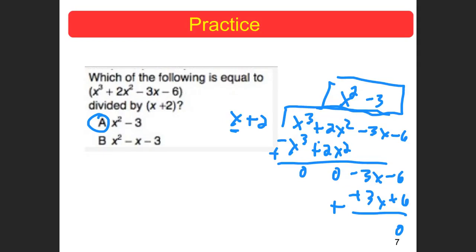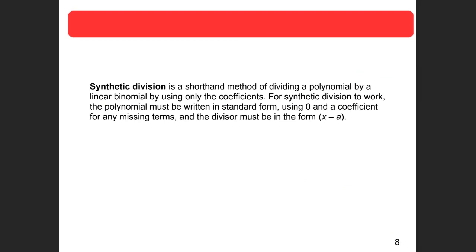All right. Now, we can divide using something called synthetic division. There is a problem on the assessment where it asks you to do long division. You have to show your steps using long division. But then the rest of it, you can just do synthetic division. Synthetic division is a shorthand method of dividing a polynomial by a linear binomial by using only the coefficients. For synthetic division to work, the polynomial must be written in standard form using 0 as a coefficient for any missing term, and the divisor must be in the form x minus a.